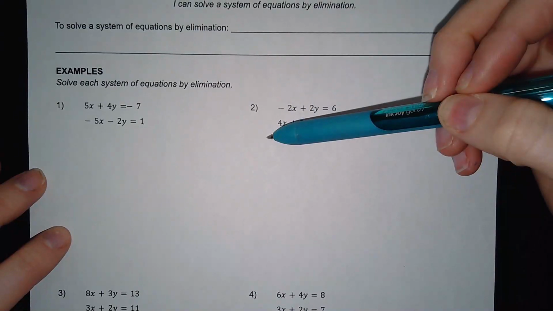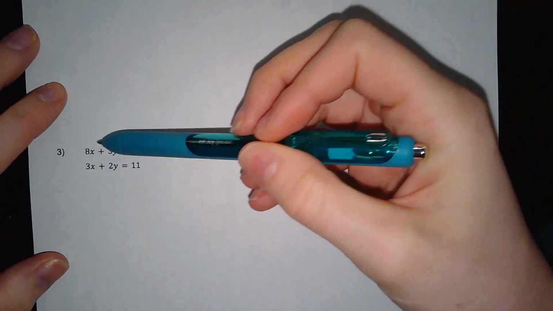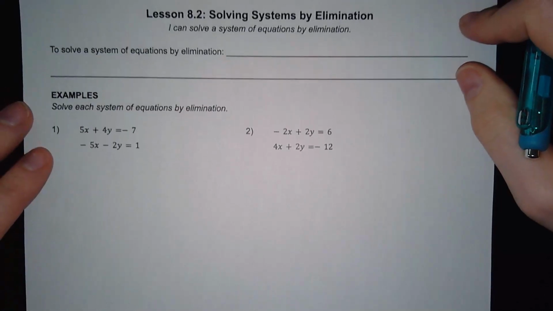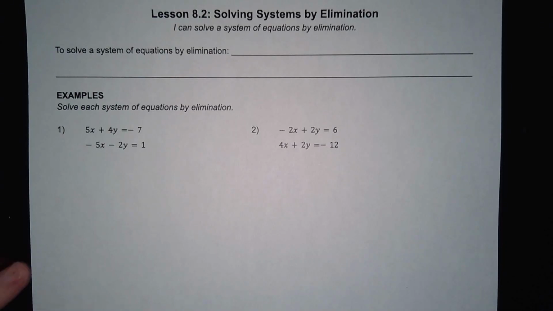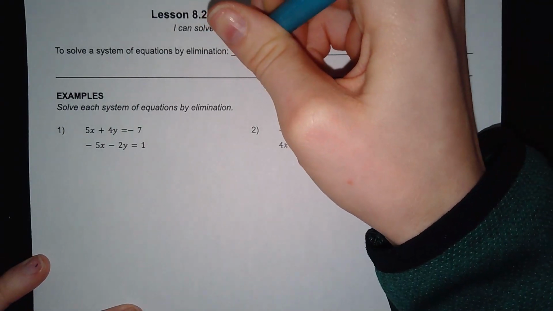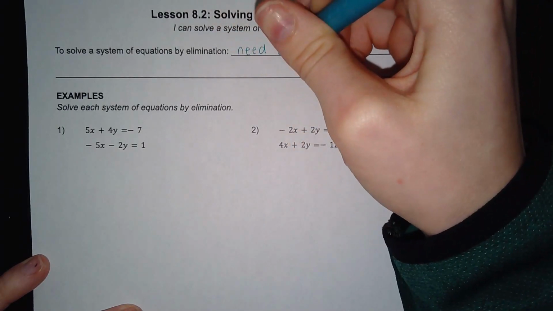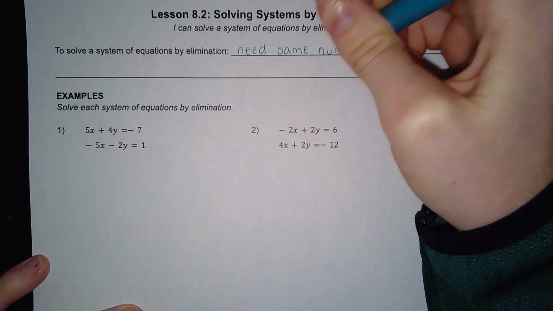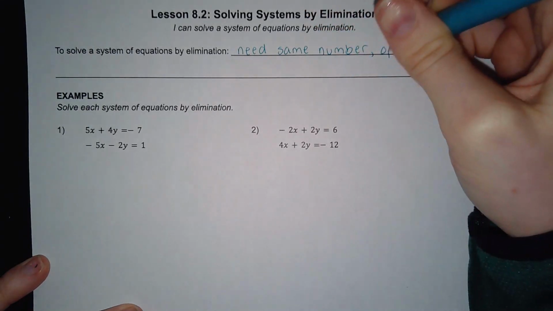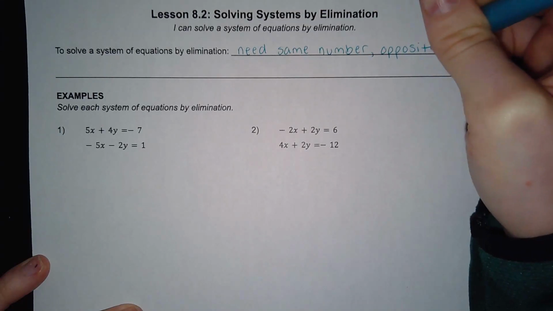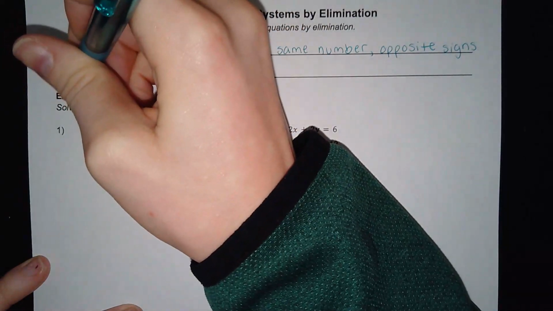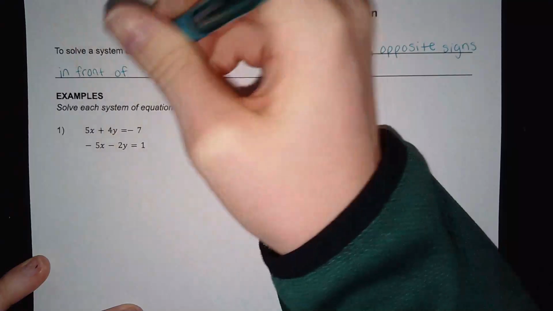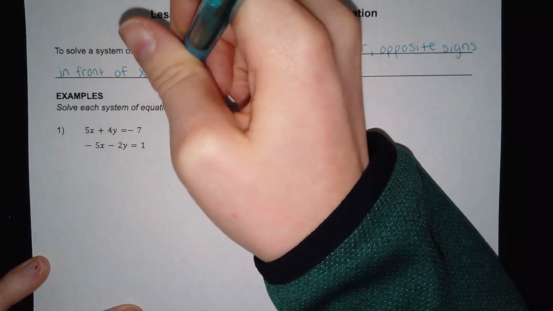So you'll see here most of these equations have the x's and the y's lined up, meaning they're in the same spot in both equations. The first thing that we're going to check for to solve a system by elimination is we need the same number but opposite signs in front of one variable. So I'm going to say in front of x or y.